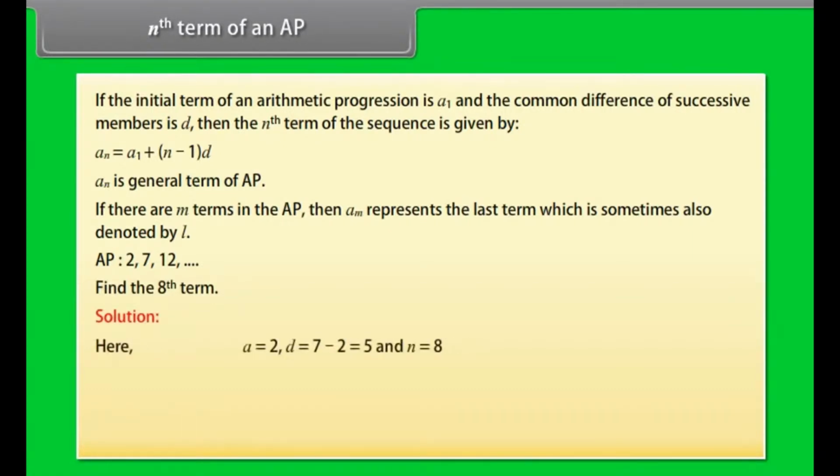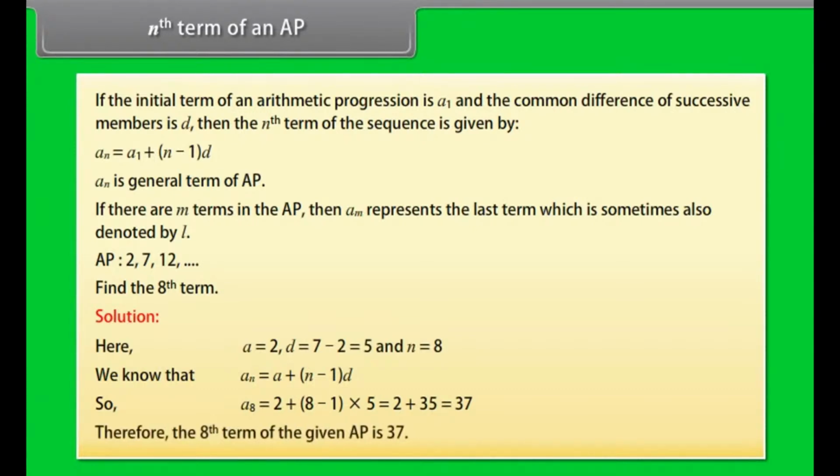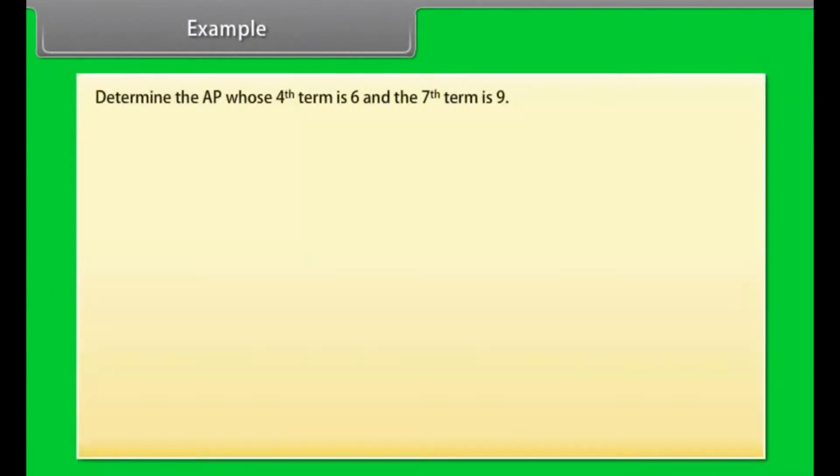Now, by using the formula of nth term, let's find the 8th term of the given AP. Here A is equal to 2, D is equal to 7 minus 2, which is 5, and n is equal to 8. We know that An is equal to A plus n minus 1 D. So, A8 is equal to 2 plus 8 minus 1 into 5, which is equal to 2 plus 35, which equals 37. Therefore, the 8th term of the given AP is 37. Example. Determine the AP whose 4th term is 6 and the 7th term is 9.